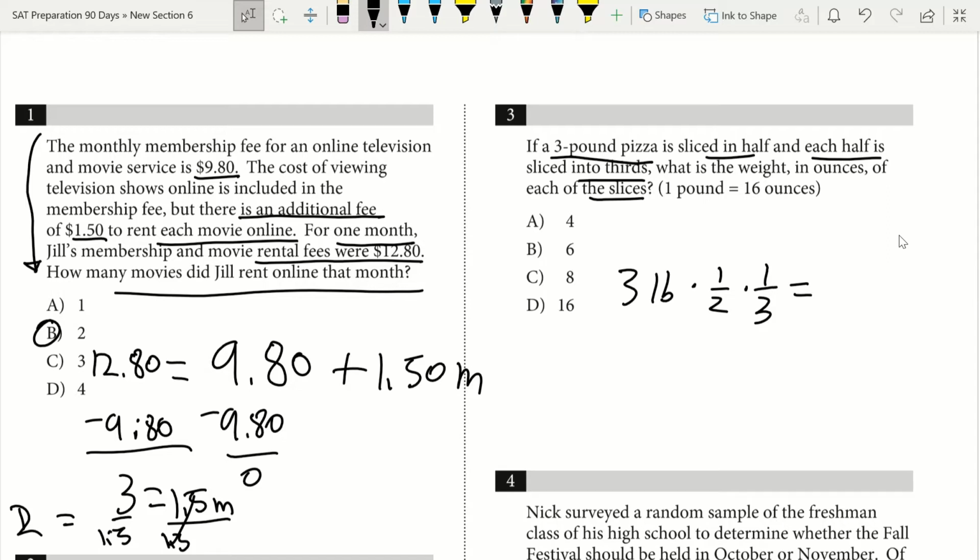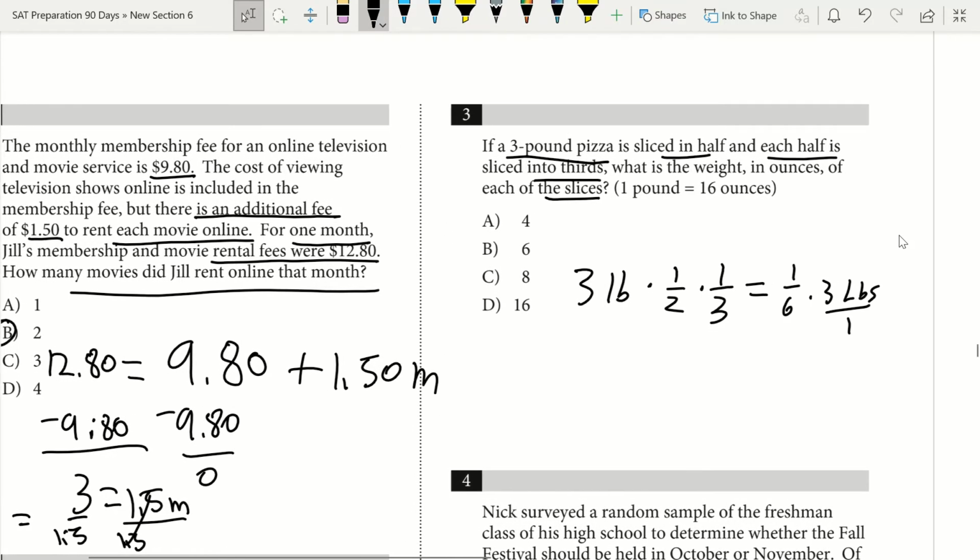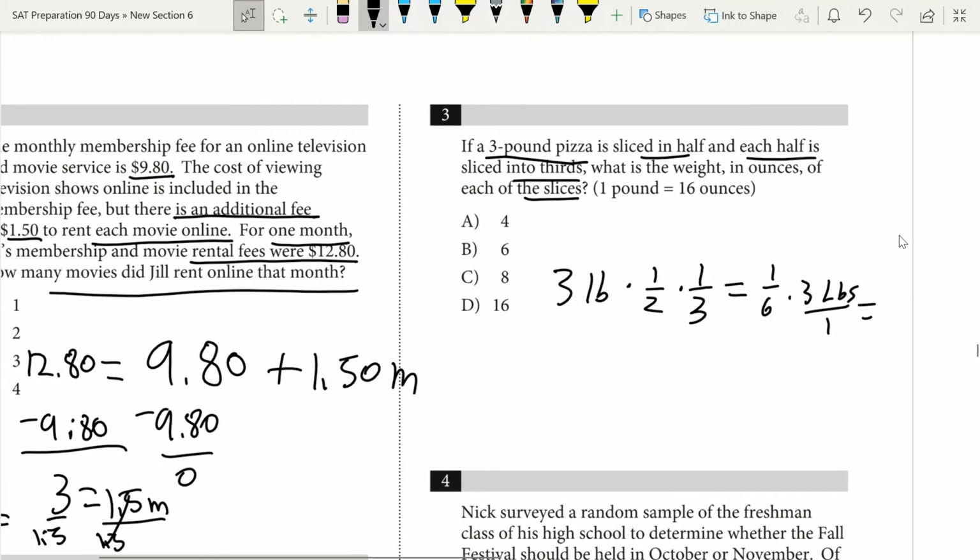So we see that we have 1/2 times 1/3, that's going to be 1/6 times 3 pounds, so that's going to be 3 pounds over 1. And now we see that we're going to have 3/6, which is equal to 1/2. So we're going to have 1/2 of a pound, so 1 pound over 2. So that's going to be half a pound right there.